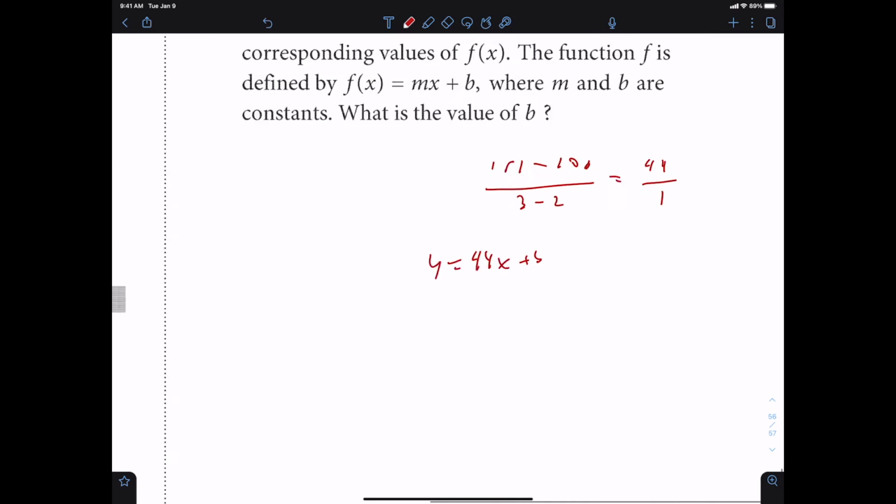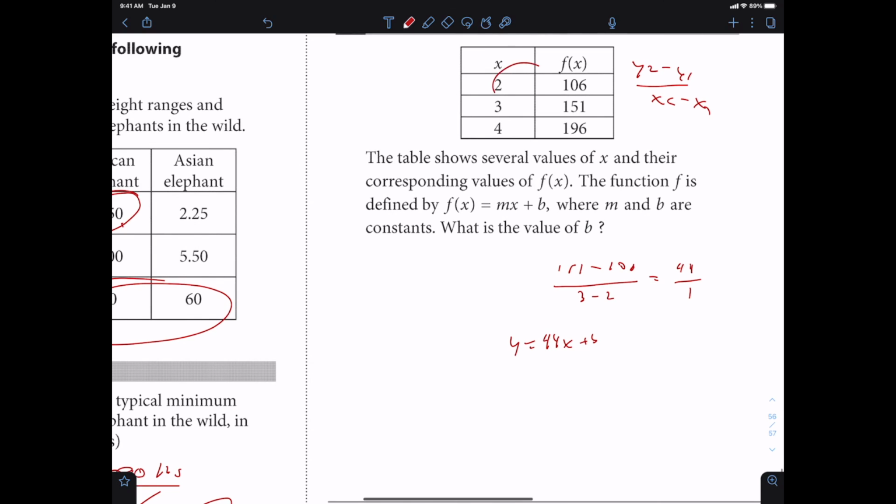We need to find b, and to find b, we can just plug in any of these points. Let's plug in this point right here. 106 equals 88, right? Because I plugged in 2 for x, so I multiplied by 2. Plus b, subtract 88 on both sides. So we get 106 minus 88, which is 18, equals b.